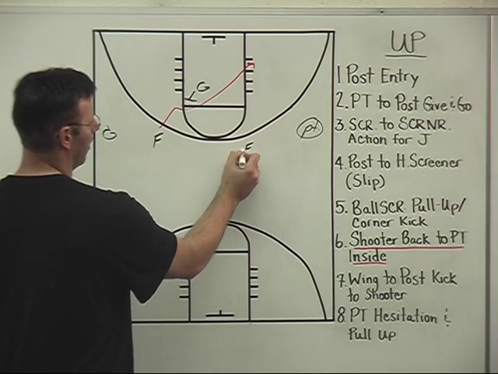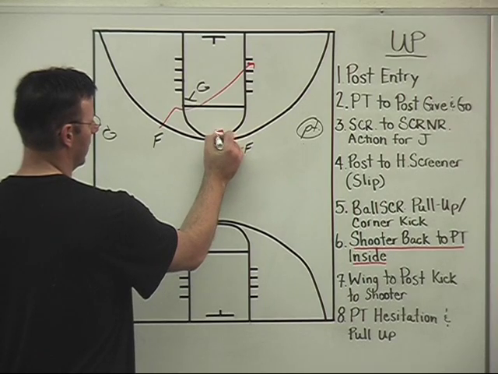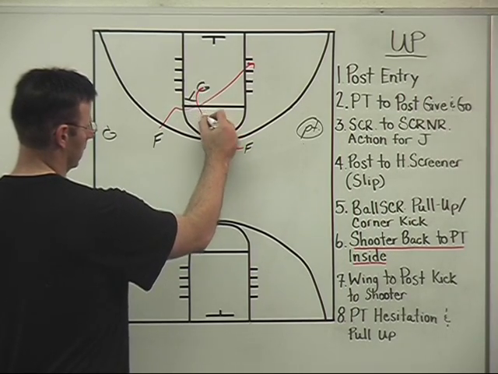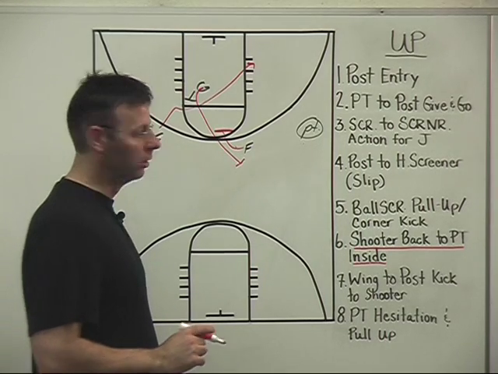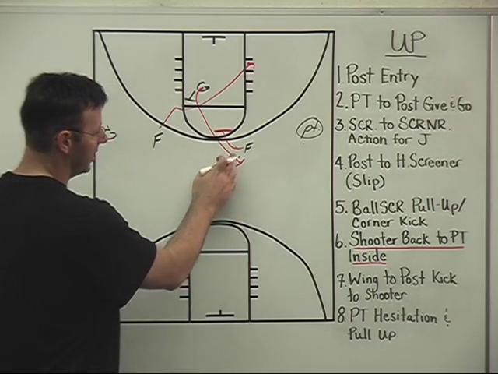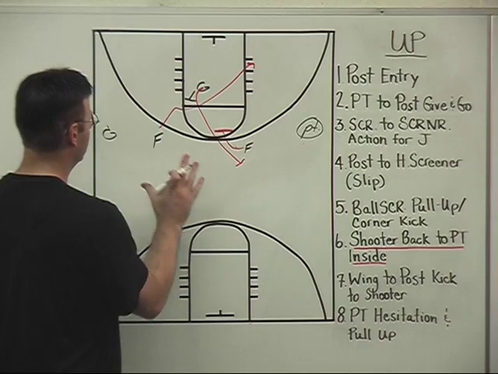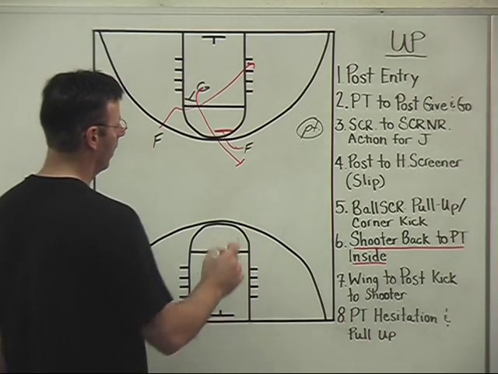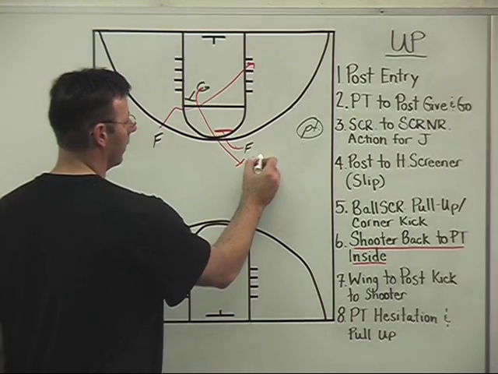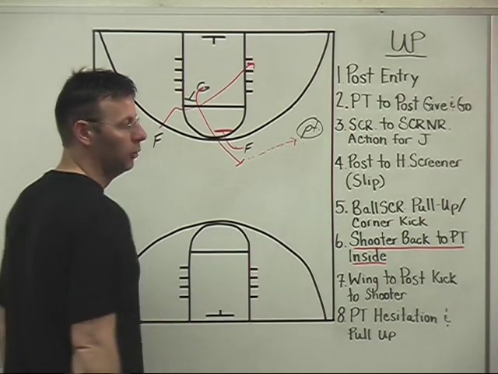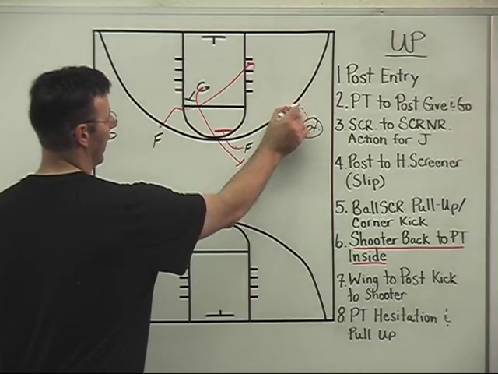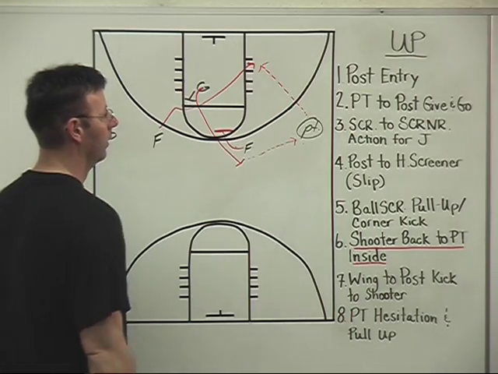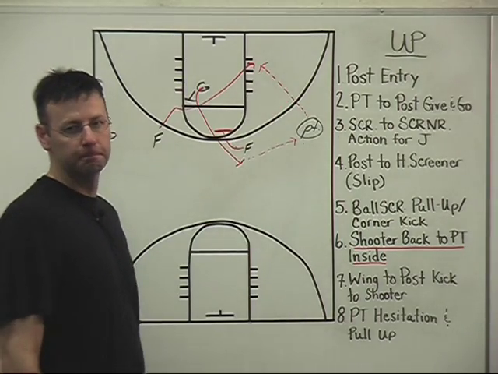We're going to go ahead and take our back screener off the screener action. And instead of getting the shot at the top of the circle, or receiving the second ball screen to attack this weak side, we're going to go ahead and throw back to our point on our ball side and, in a very timely fashion, get the ball back in the post area.